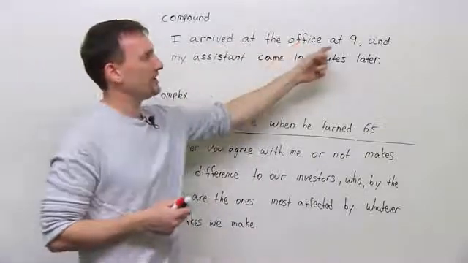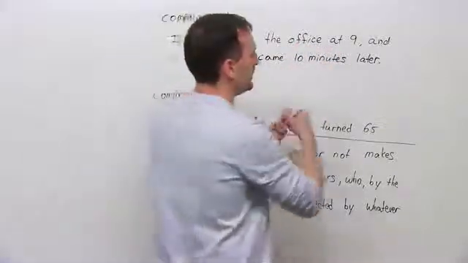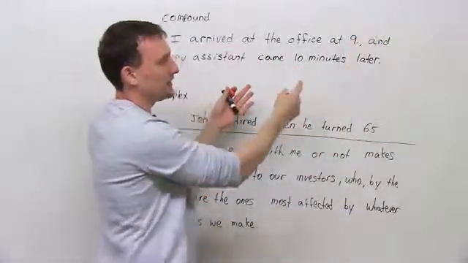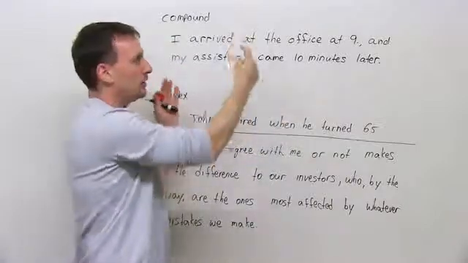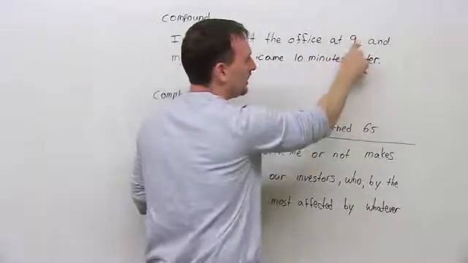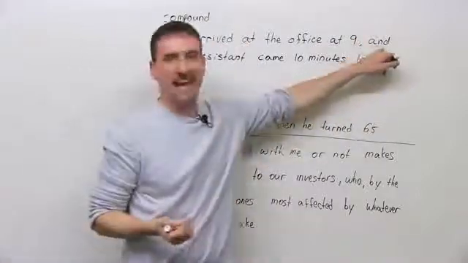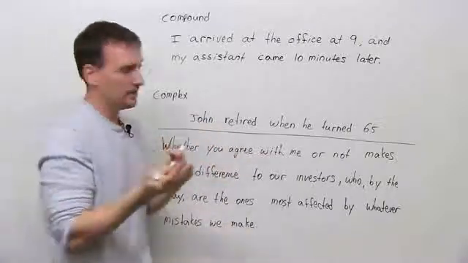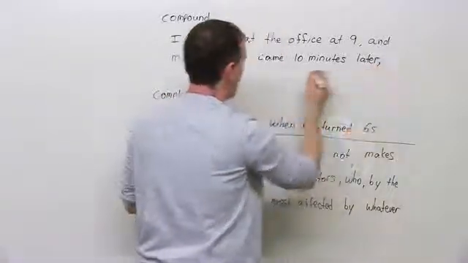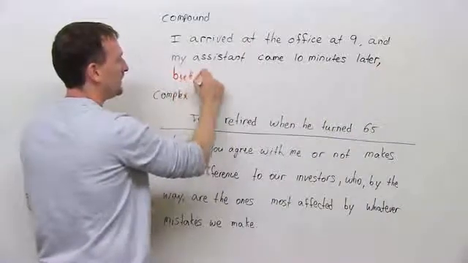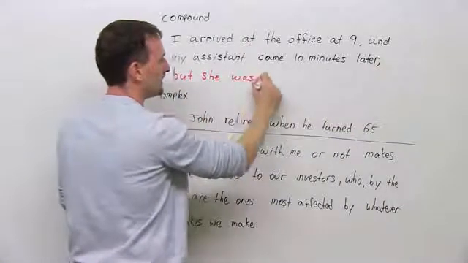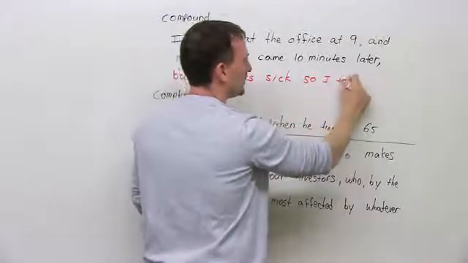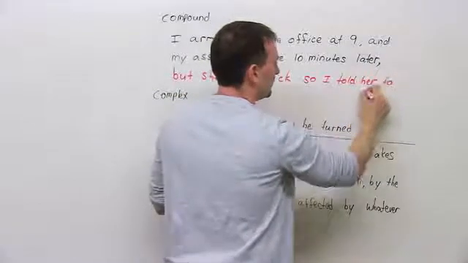I arrived at the office at 9. I could put a period here, and that's a complete sentence. My assistant came 10 minutes later. This is a complete sentence. Two independent clauses. All I'm doing is joining them with the conjunction "and." But remember, I said you can have one, you can have two, you can have three independent clauses. I can add another one. But she was sick, so I told her to go home.